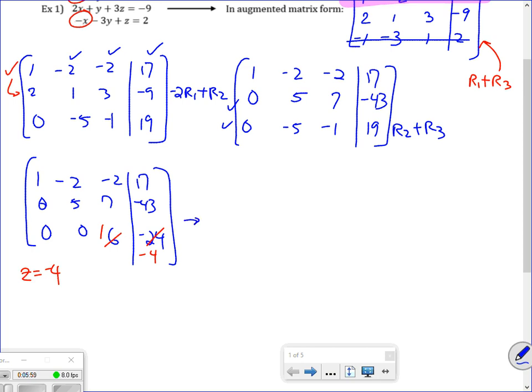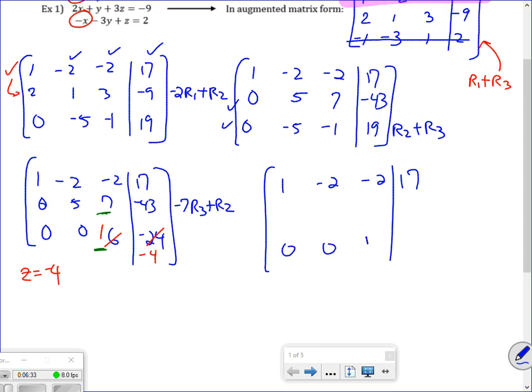But anyway, I'm going to use that last row right there. I have 1 and negative 4. So I'm going to multiply that third row by negative 7. So my new second row is going to be negative 7 times row 3, plus row 2. That's my new second row, because I want this times negative 7 to cancel out with that. All right, so here we go. My top row is 1, negative 2, 17. My third row is not changing: 0, 0, 1, negative 4.